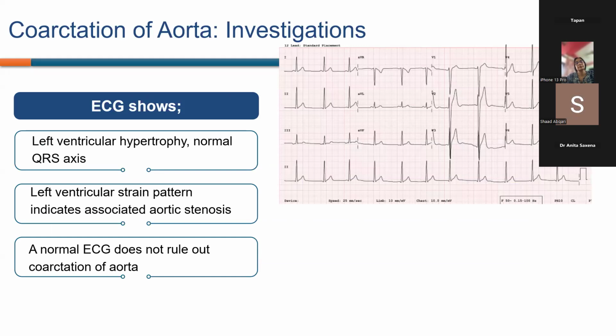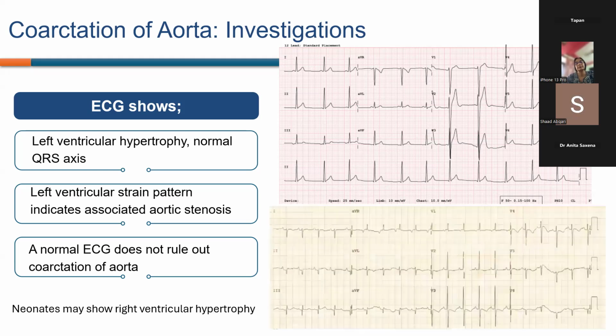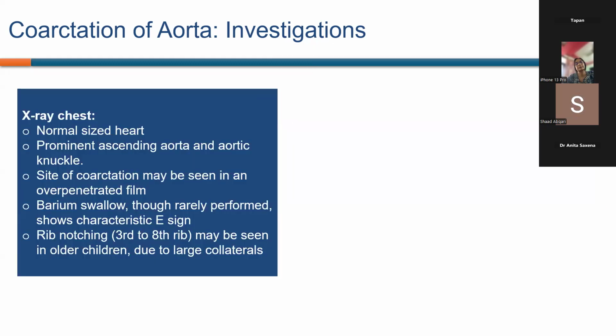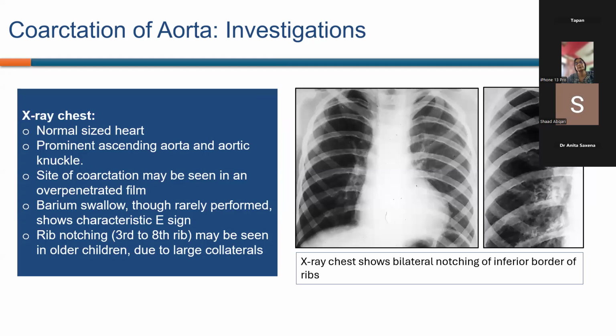ECG will show again left ventricular hypertrophy, normal QRS axis, but it can be normal. Left ventricular strain pattern will indicate associated aortic stenosis. So remember, coarctation of aorta, even if it is severe, does not usually produce left ventricular strain. If it is present, it is perhaps because of aortic stenosis. And again, as for aortic stenosis, in newborns you may have right ventricular hypertrophy, right axis deviation, simply because whatever is happening on the left side is being reflected onto the right side through the patent foramen ovale or through a small ASD. X-ray again will show a normal-sized heart.